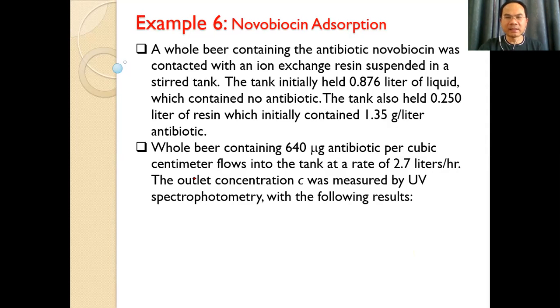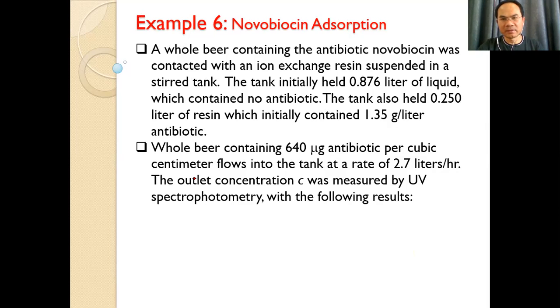The tank initially held 0.876 liters of liquid. In the tank, initially we have 0.876 liters of liquid with no antibiotic, a pure solvent. The tank also held 0.25 liter of resin, which initially contained 1.35 gram per liter of antibiotic. What does it mean?